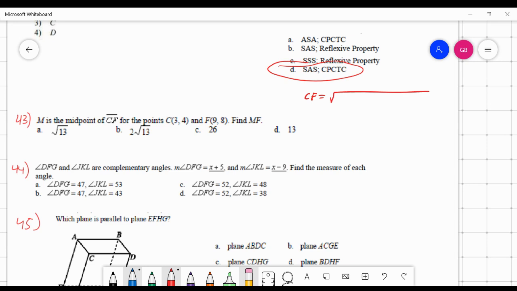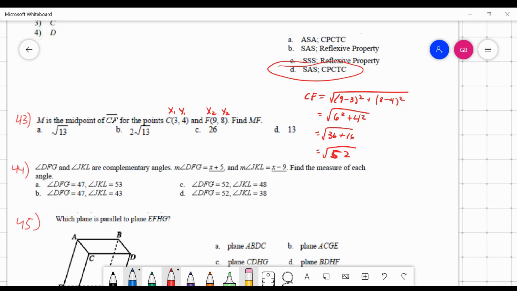So this is x1, y1, x2, y2. I'm going to subtract the x's, 9 minus 3 squared. Subtract the y's, 8 minus 4 squared. 6 squared plus 4 squared is 36 plus 16, which is 52. So square root of 52 is the distance between C and F. Now we're going to divide that by 2 to get MF.